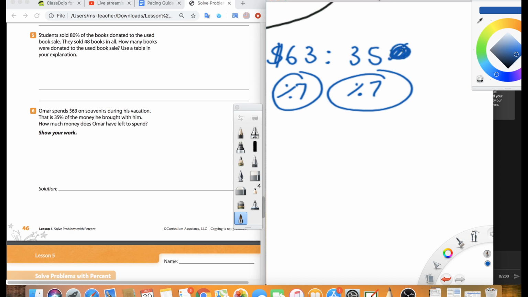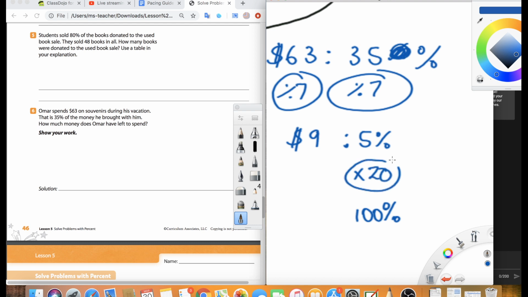I'll do this for percentage, so we don't get confused between percentage and division. Now when we divide this, we're going to get 5% to $9. Now I can still use this to find 100%. So 5 times what gives me 100%? 5 times 10 is 50, so it wouldn't be 10. It would be double that. 5 times 20 gives me 100. So I must do it to both sides. Now 9 times 20 gives me $180.